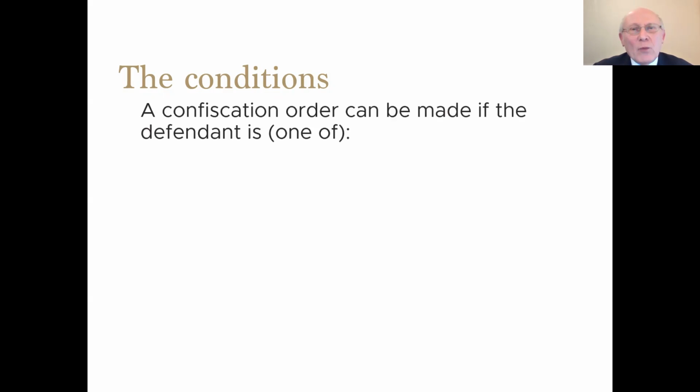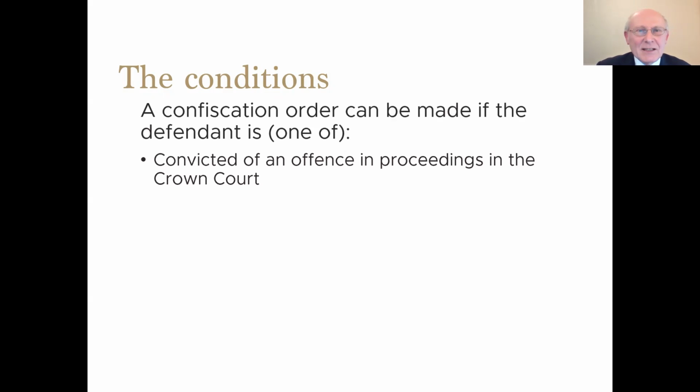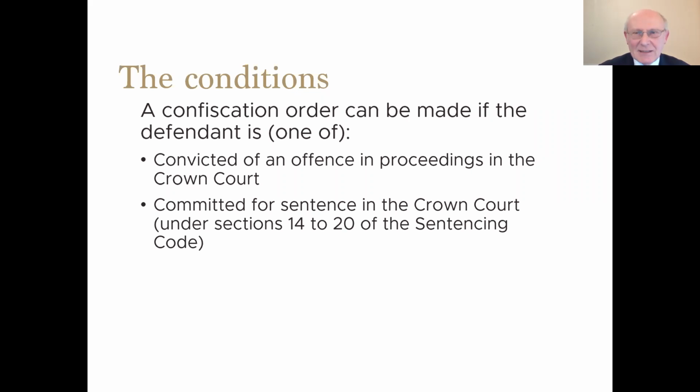What are they? Well, a confiscation order can be made if the defendant is convicted of an offence in proceedings in the Crown Court. Now, notice I've not said convicted of an offence from which he obtains a benefit. I'm just saying he's convicted of an offence in proceedings in the Crown Court, and that is enough to permit the prosecutor to ask the court to proceed to confiscation. Or equally, if he's committed for sentence in the Crown Court from the Magistrates' Court, having been convicted in the Magistrates, then that is sufficient to enable the prosecutor to ask for and require the court to proceed to confiscation.